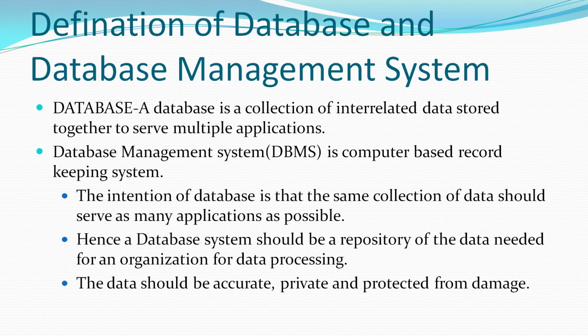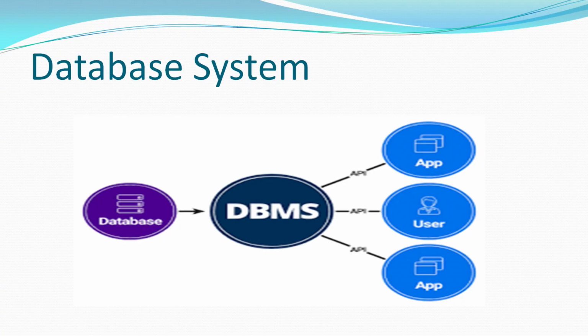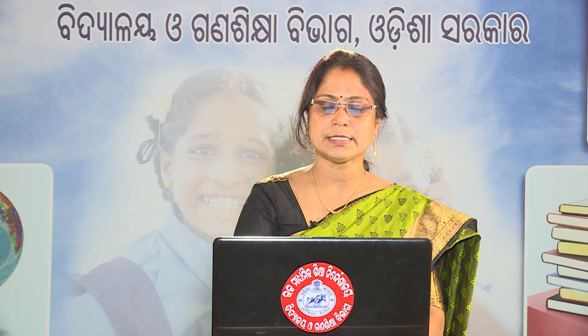While the definition of a database says that a collection of interrelated data stored together to serve multiple applications is known as a database, a database management system is a computer-based record-keeping system, a collection of data that serves as many applications as possible. Next is the concept of the database management system. This management system plays a role between the database and the end user or application programmer.